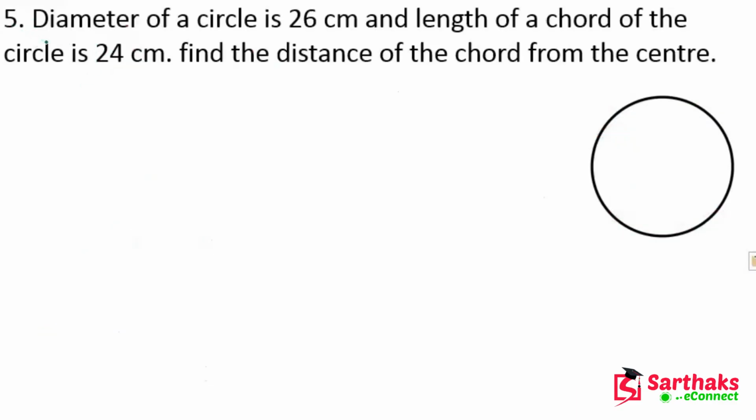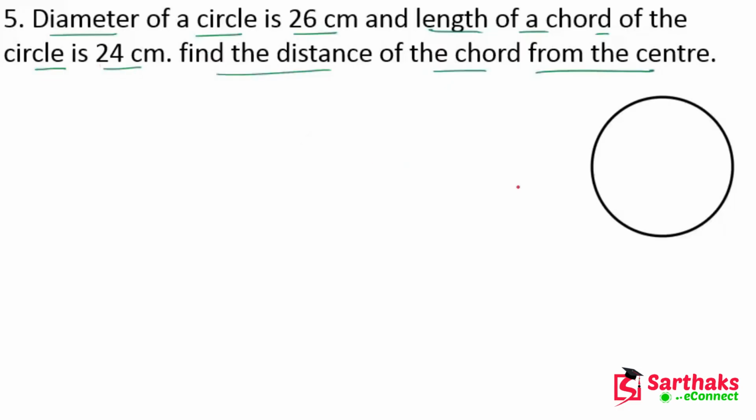So the next question is, the diameter of a circle is 26 centimeter and the length of a chord of a circle is 24 centimeter. Now find the distance of the chord from the center.